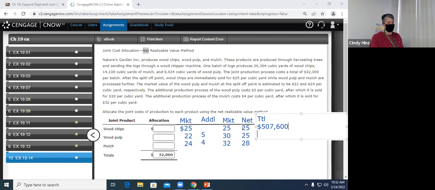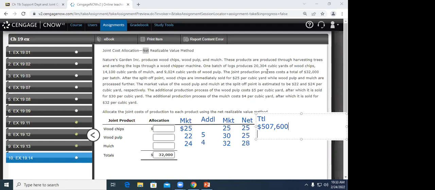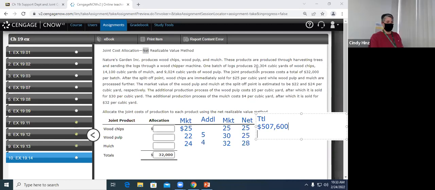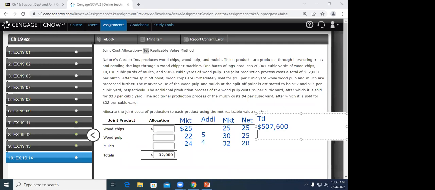Yeah, okay. So we're told right here in line 2, right where I'm circling with my cursor right now, one batch produces 20,304 cubic yards of wood chips. We can sell each one of those for $25. So 20,304 cubic yards at $25 each. That's where the 507,600 came from. Now I gotcha.